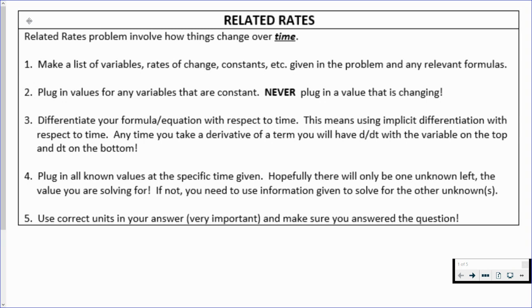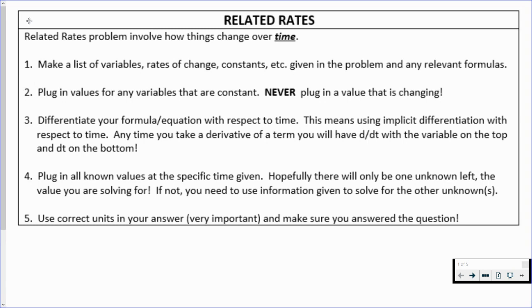Find the derivative, so differentiate your formula or equation with respect to time. So again, that's where we're using implicit differentiation. We have to have a dt on the bottom for everything. Plug in all known values at the specific time given. And then hopefully at that point, you only have one thing left that you're solving for. If not, you've got to use the information that they give you to solve for other unknowns.